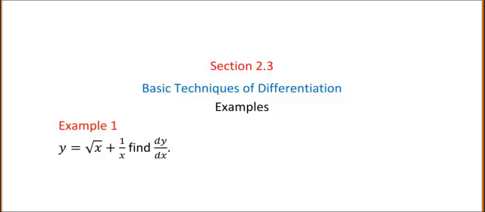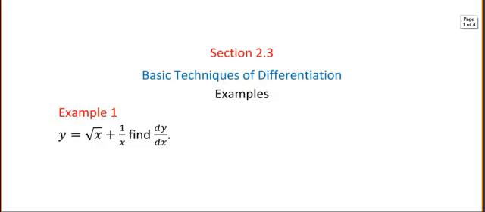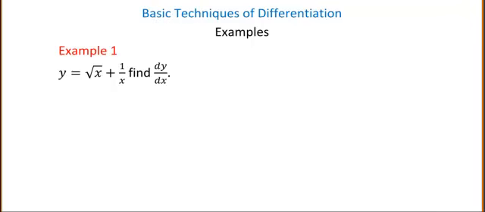At this point, it would be appropriate for us to do a few examples of taking derivatives using the techniques that we've talked about. Let's consider this function y is equal to the square root of x plus 1 over x, and we want to find the dy dx, or we want to find the first order derivative of y with respect to x. Well, remember that the power rule works for powers of variables that are in the numerator, so let's rewrite this in terms of powers of variables in the numerator.